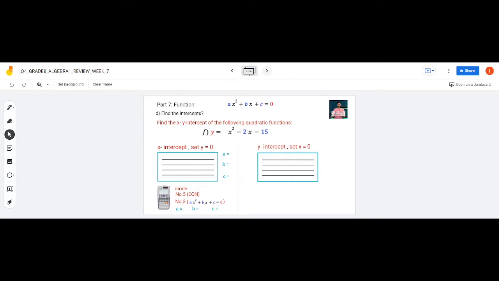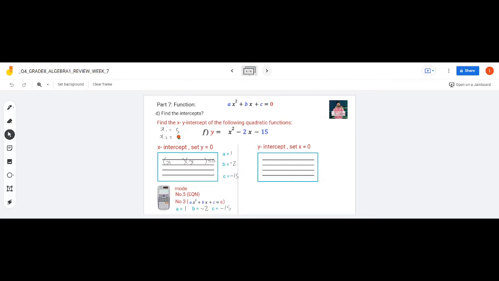Hopefully you've done that. So let's see, my a is 1, my b is -2, my c is -15. We open up our brackets, put it equal to 0. Because we're working with x, we put x in the brackets. So 1 for a, -2 for b, -15 for c, and our answer, our first x value is 5, our second x value is 3.